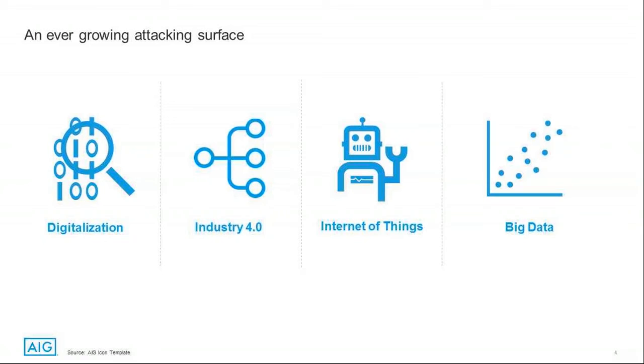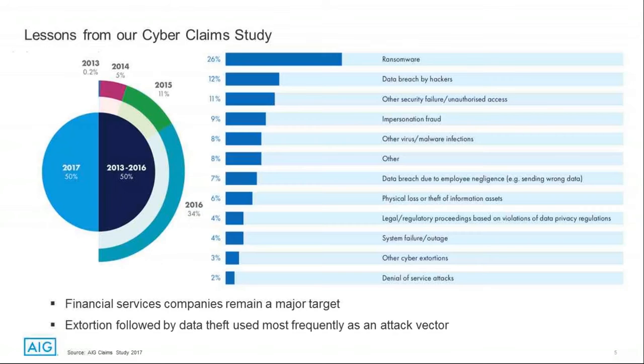Taking a short step back before I jump into the actual topic, let's also have a quick look at the claims that we have seen as an insurer within the Europe, Middle East, and Asia market. And there you can see some interesting trends. Looking at the studies we've conducted first for the years 2013 to 2016, and then also for 2017, you see some interesting things. First, the number of claims that we have seen in 2017 is basically exactly the number of claims we've seen in the previous 4 years combined. So you can really see an exponential growth in cyber claims every year.